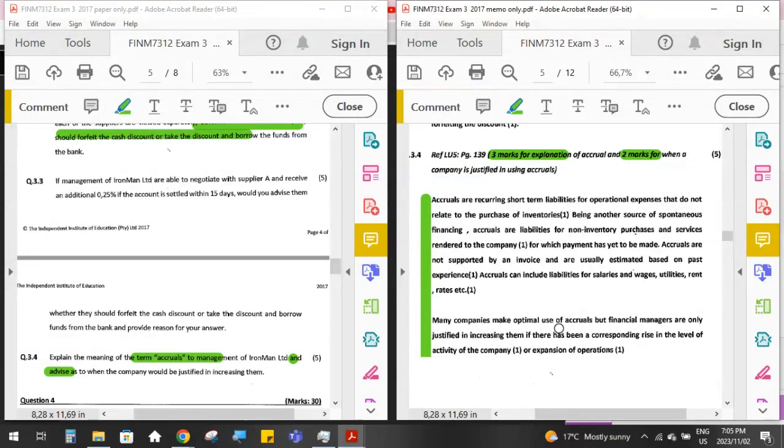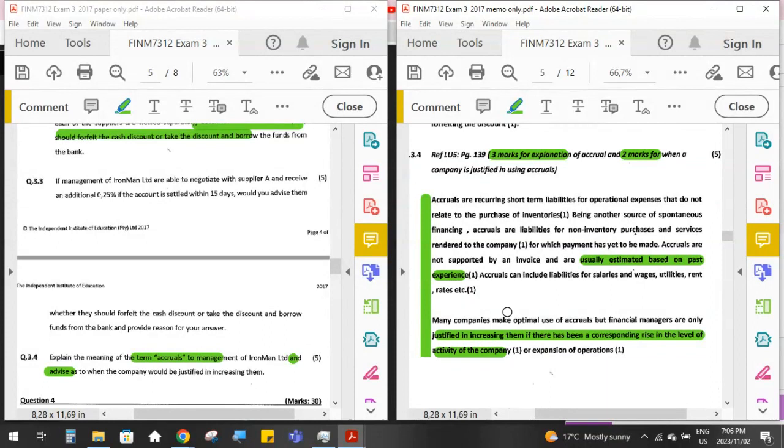Many companies make optimal use of accruals. In other words, they're very strict about making sure they accrue for all expenses that were incurred. But financial managers are only justified in increasing them. In other words, remember over here it says accruals are usually estimated based on past experience. Financial managers are only justified in increasing them if there has been a corresponding rise in the level of the activity of the company.